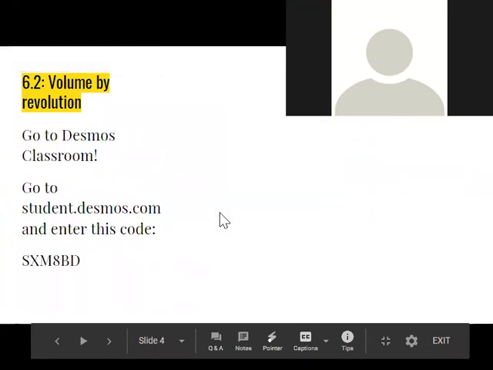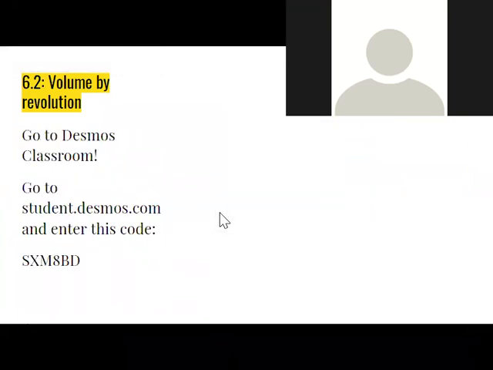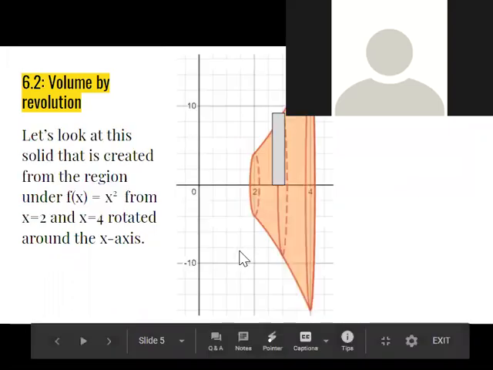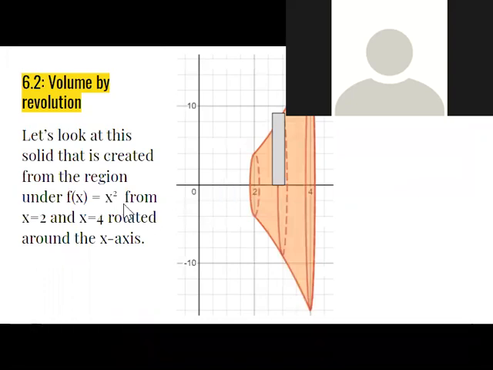Again, what we did is we took the area of the cross section, came up with an expression for it, and then we integrated from the bounds, the x values of the region that we initially rotated. So here's a different one. This is x squared from 2 to 4. We were just doing from 0 to 3 on x squared. Here's a different one for 2 to 4.